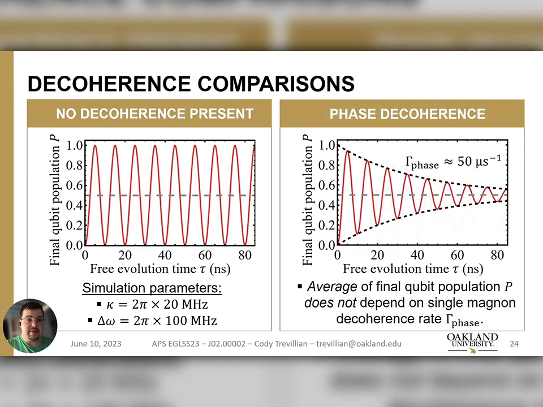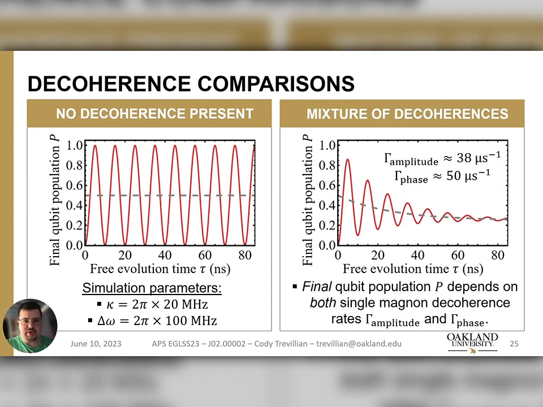And in contrast, for phase decoherence, the average of the final qubit population does not change as we vary the free evolution time. And so that means we have to use the maxima and minima of the qubit population for our curve fitting. But for a mixture of these decoherence, we can perform a combination of these curve fitting methods to separately recover the different noise rates. And while this might be more interesting to look at, we can also instead use a changing frequency gap, which might be easier to realize experimentally.